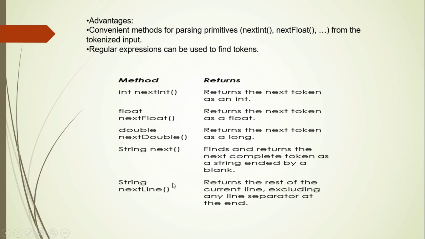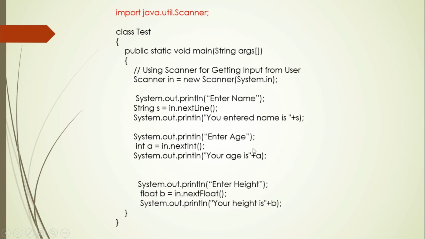Scanner class has some advantages over the BufferedReader class. Scanner class provides many methods other than nextLine for reading different types of input. Let's look at this table. The nextInt method is used to read integers. The nextFloat method is used to read float numbers. The nextDouble method is used to read double numbers, etc. Let's clear this concept using an example.